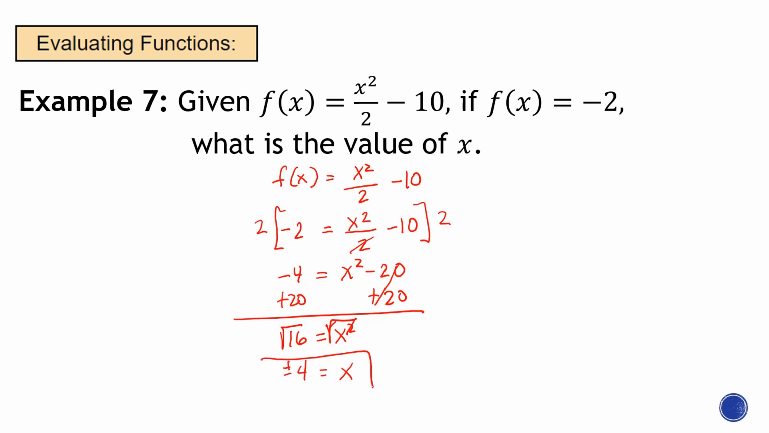So there are two possible answers. x can be positive 4 or it can also be negative 4. Let's check. Negative 4 squared, that's 16, divided by 2 is 8, minus 10 is equal to negative 2. Okay, let's go to the last example.